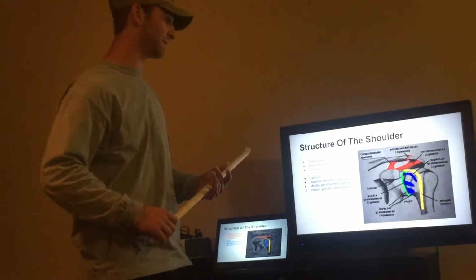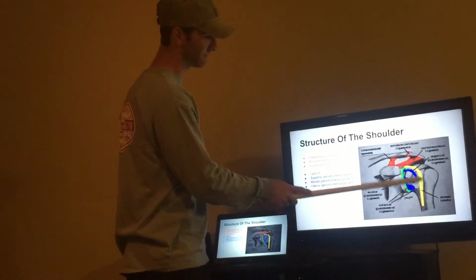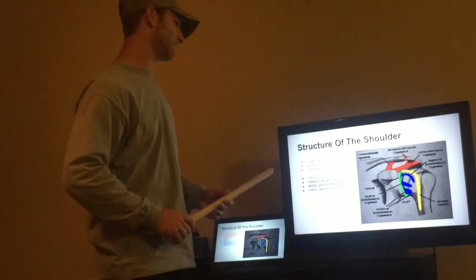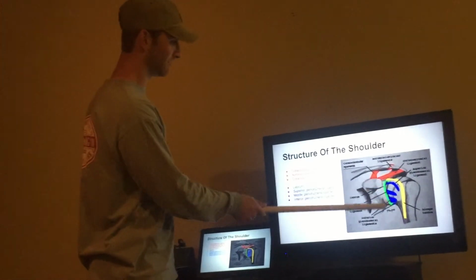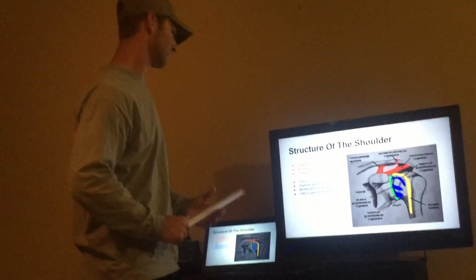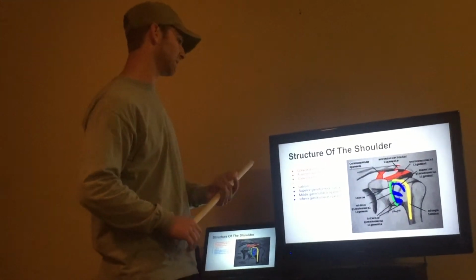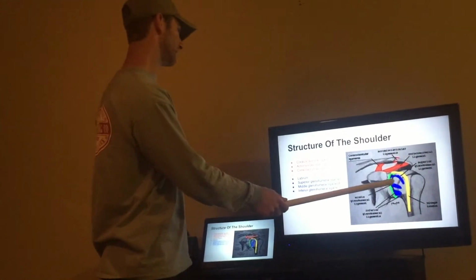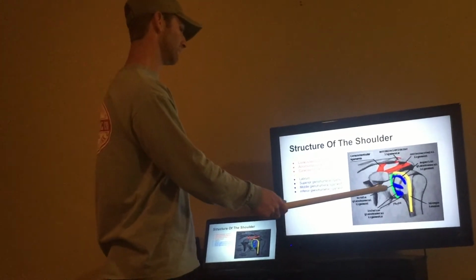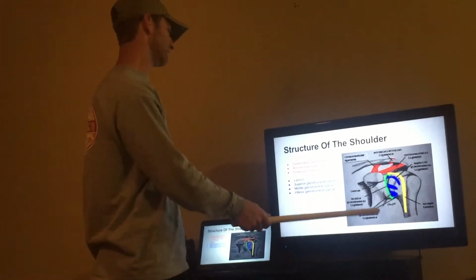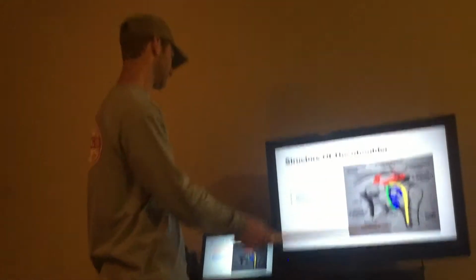You have the biceps tendon, which is in yellow, kind of self-explanatory. You have the labrum, which is right here in green, if you can't see that. You have the superior glenohumeral ligament. You have the middle glenohumeral ligament, and you have the inferior glenohumeral ligament, which runs right there in blue.